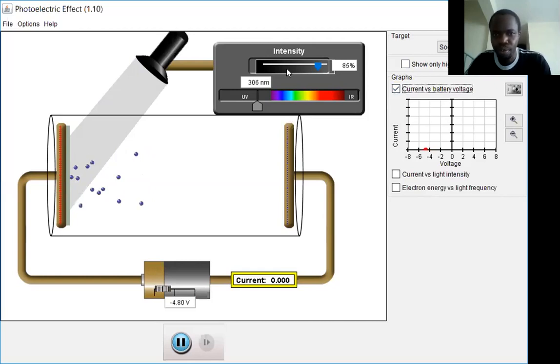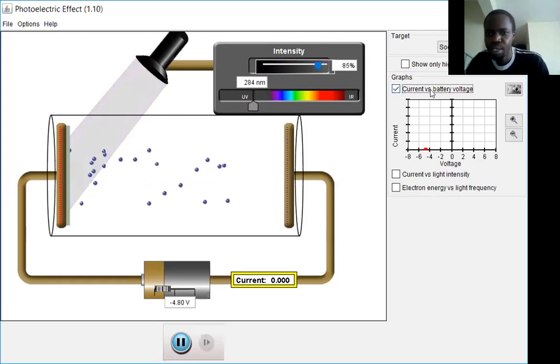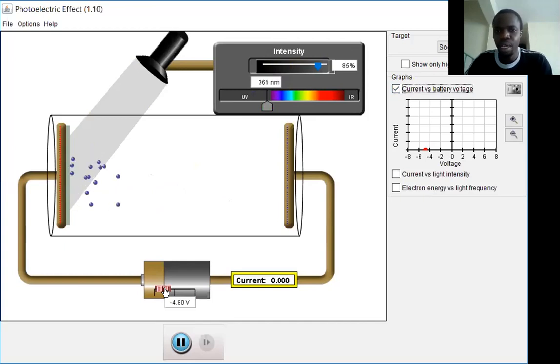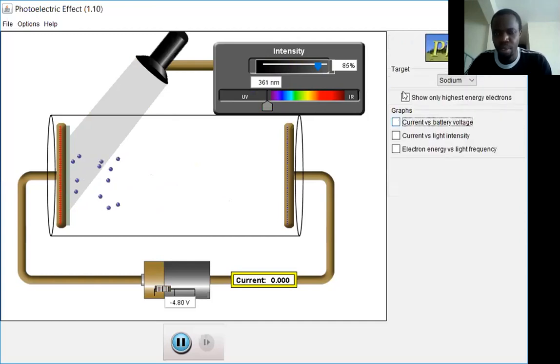Say the intensity of the incident radiation is constant. But then what are we varying? Look at this. Nothing changes. This is current versus battery voltage, so we don't expect any changes when we vary the frequency of the wavelength. Rather, it will change if we varied the voltage down there. So let's investigate different metals.